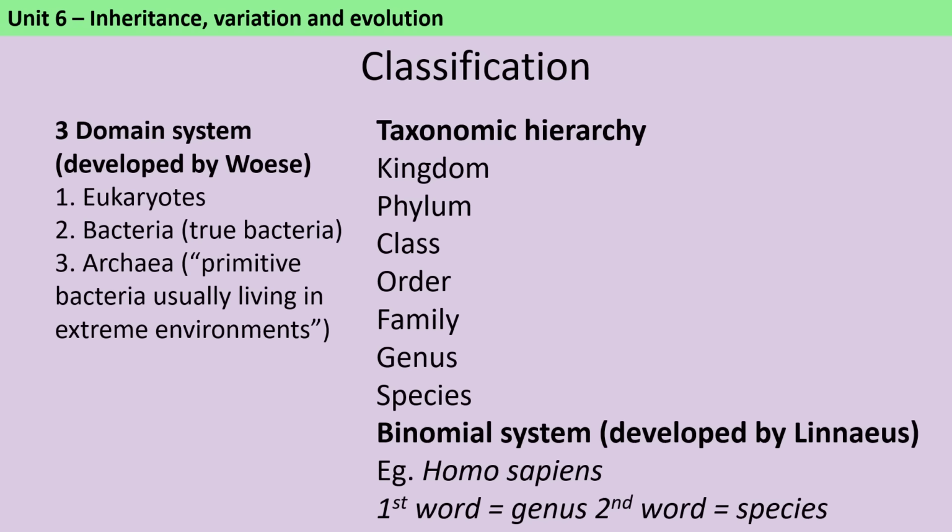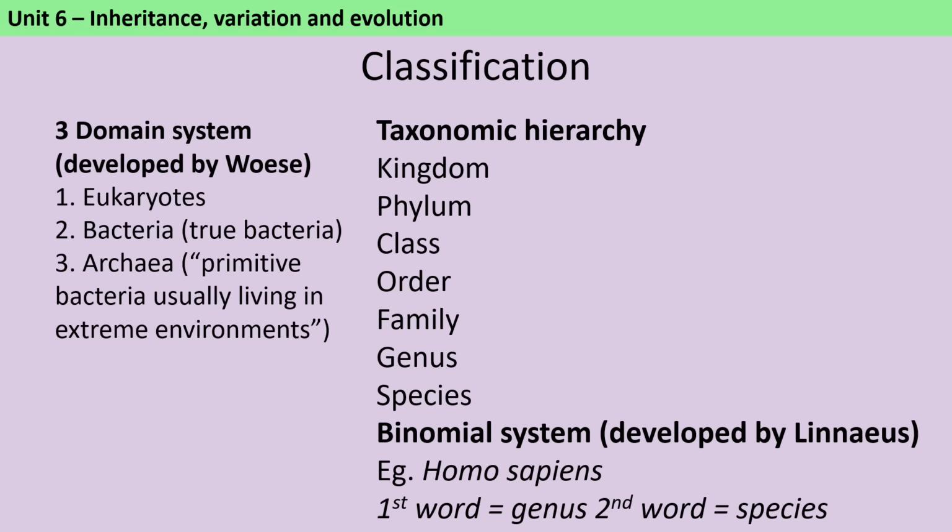Classification is the science of putting things into groups based on their shared characteristics, and you need to know about two systems: the old school taxonomic hierarchy system and also the three-domain system as proposed by Woese in 1990. In the three-domain system we have eukaryotes, including animals, plants and fungi, then the true bacteria, and finally the archaea, which are as different from the true bacteria as they are from us. But according to AQA, they're primitive bacteria usually found in extreme environments.